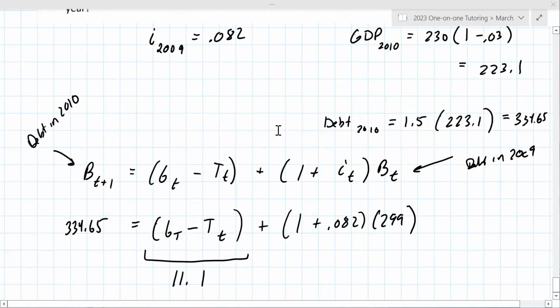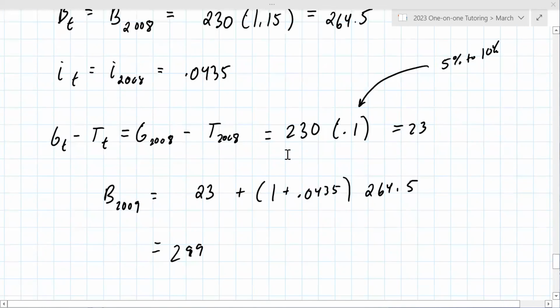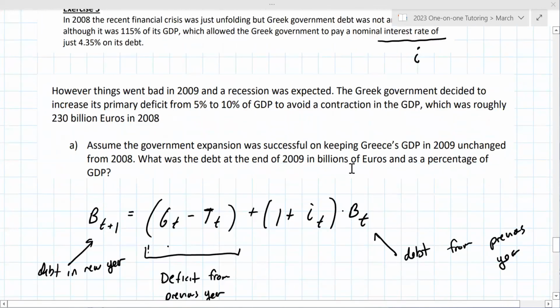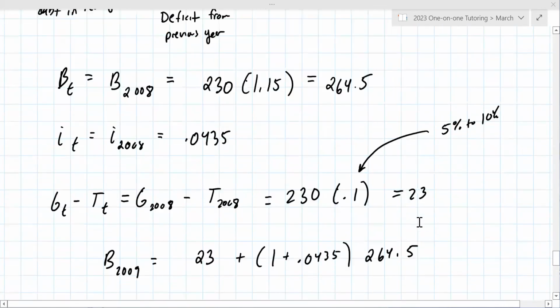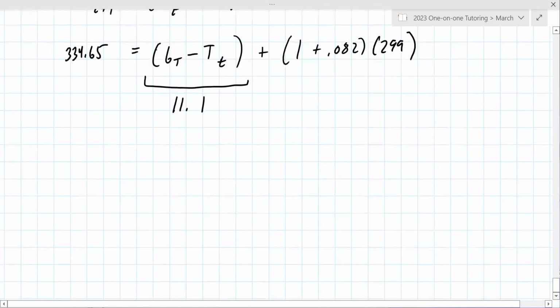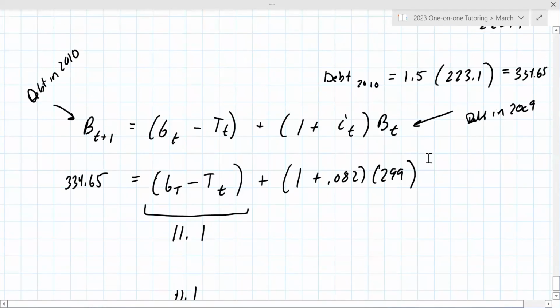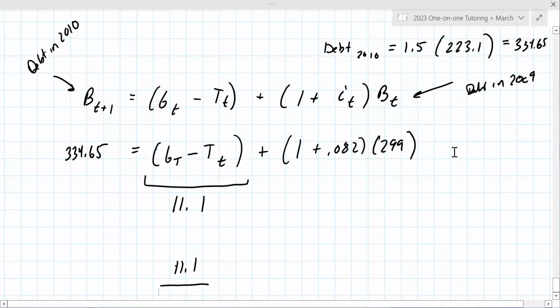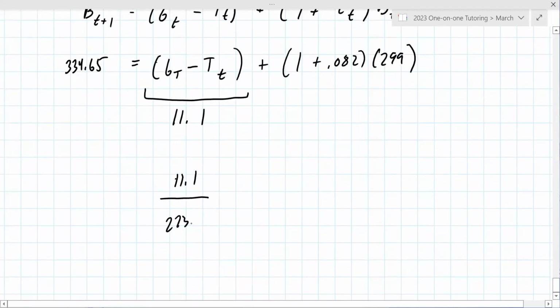Yeah. But then it's almost like the solutions go on to do what we did in this previous problem, which was, and as a percentage of GDP. So if it was a percentage, then it would be the 11.1 out of the GDP from 2010, which is the 223, which is why that comes in. Says it's about 5%, whether you believe it or not.